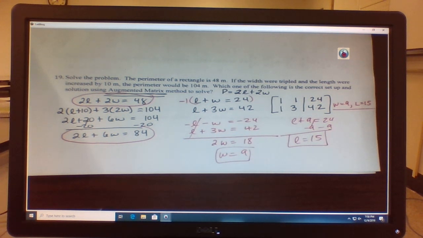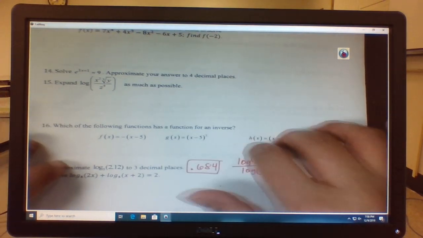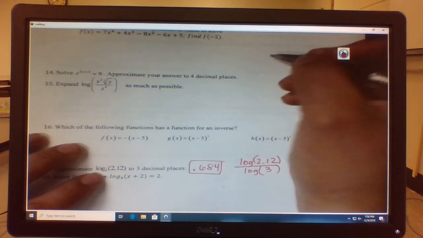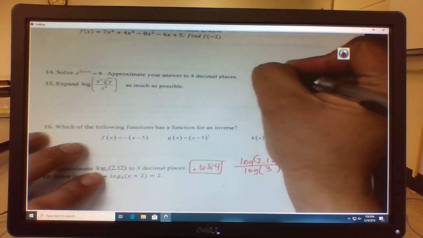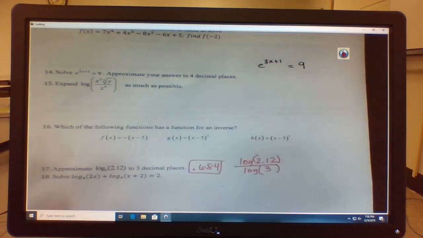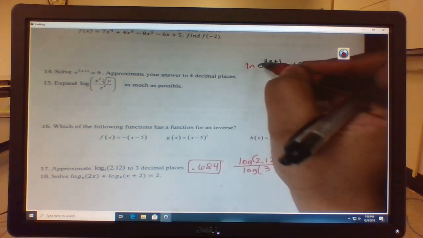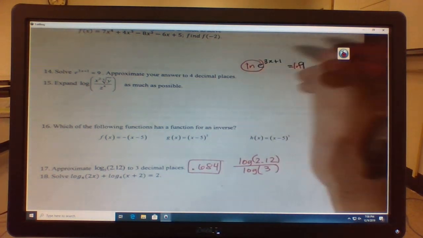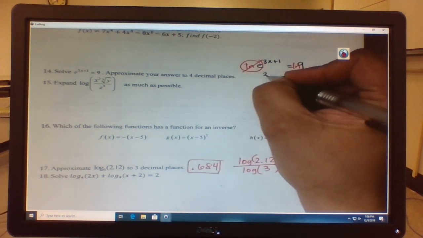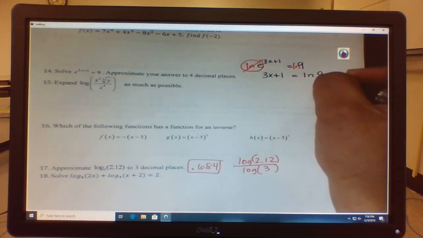I could do number 14. Yes, number 14. So I'm sorry I didn't give you enough room, but we have room. e^(3x+1) equals 9. So what should I do here? Put the ln in front of each one. When I do that, what happens with this? So I end up with 3x plus 1 equals ln of 9.